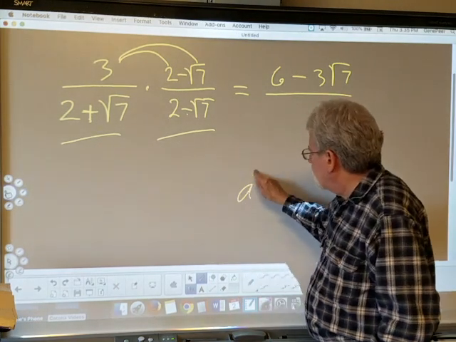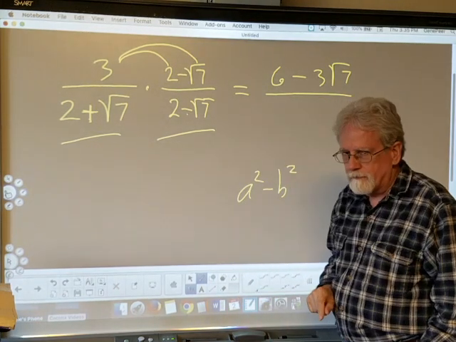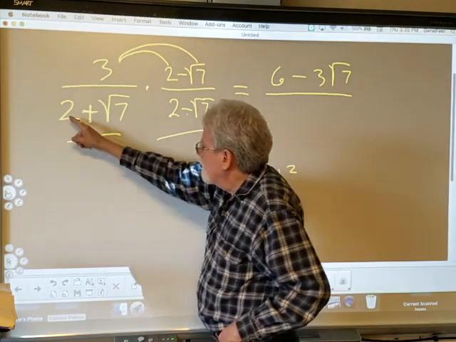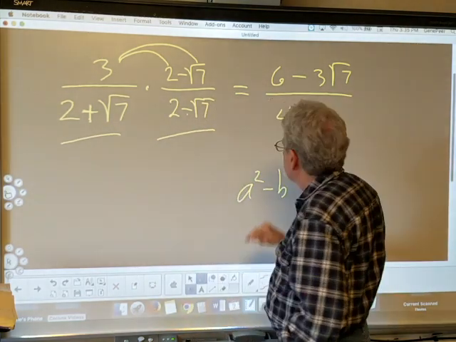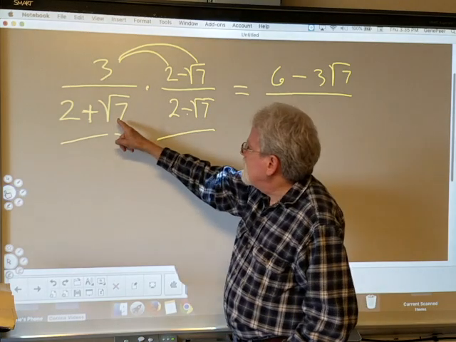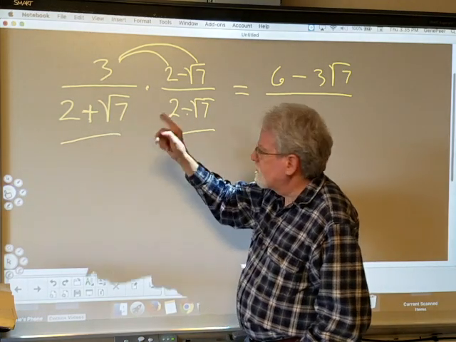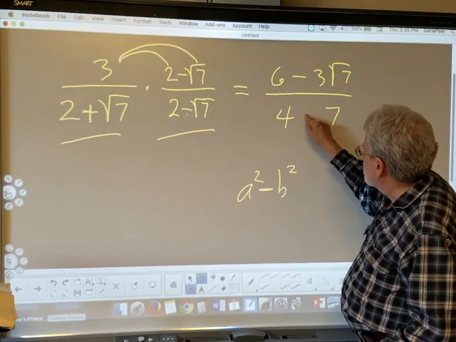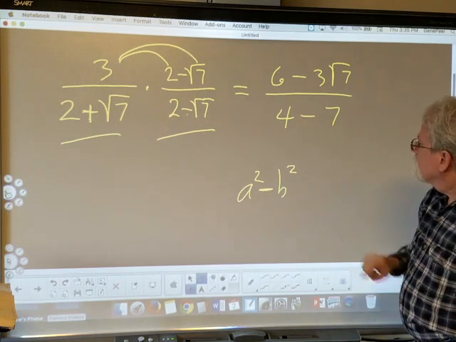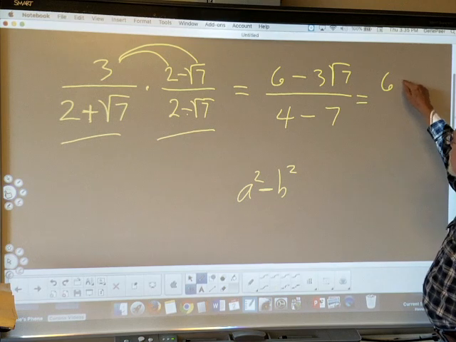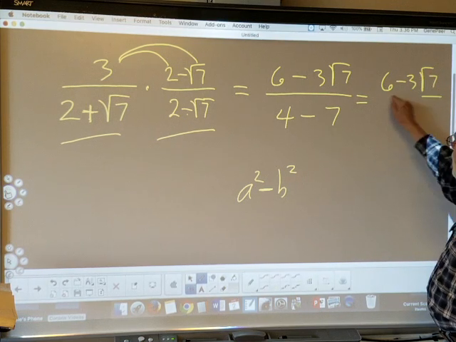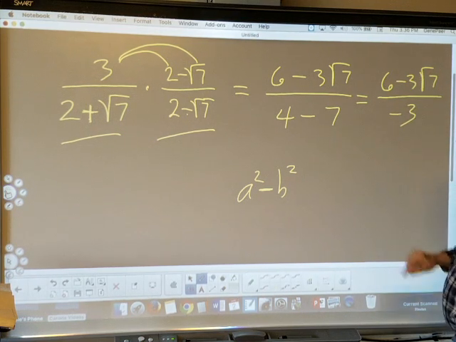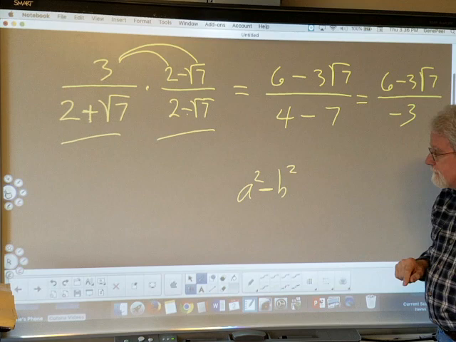Use the old a squared minus b squared rule. A squared is 4. What's b squared? Square root of 7 times square root of 7 is 7. Put a minus in between. We get what now? 6 minus 3 square root of 7 over negative 3. We are done. It's over. Oh, not quite. There's one last detail here.